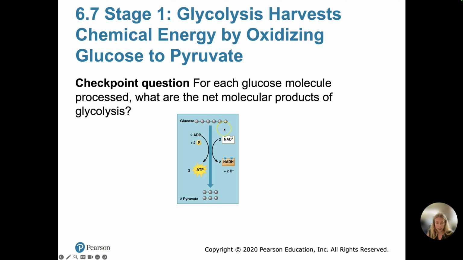So we have 1 molecule of glucose going through glycolysis. We know that it gives us 2 ATP. We know that it gives us 2 pyruvate, and we know that it gives us 2 NADH. So the answer is 2 molecules of pyruvate, 2 molecules of ATP, and 2 molecules of NADH for every molecule of glucose that goes into glycolysis.